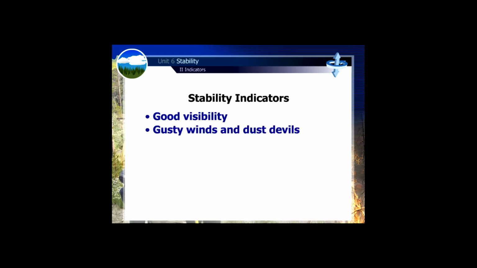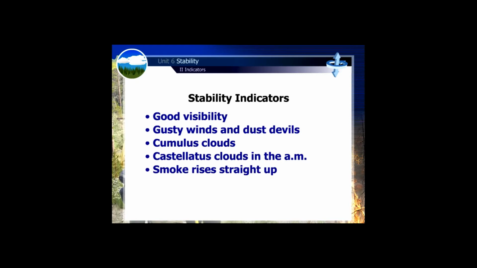To monitor atmospheric stability, constantly be looking for any of the 7 indicators: good visibility, gusty winds and dust devils, cumulus clouds, castellatus clouds in the morning, smoke rises straight up, inversion beginning to lift, thermal belt.